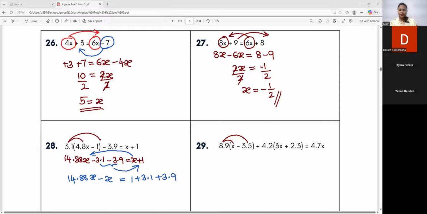14.88 minus 1 is 13.88x equals, now add them: 3.9 plus 1 is 4.9, 4.9 plus 3.1. 9 plus 1 is 10, 4 plus 3 is 7, plus 1 is 8, so 8.0. 13.88x equals 8. Divide both sides by 13.88.